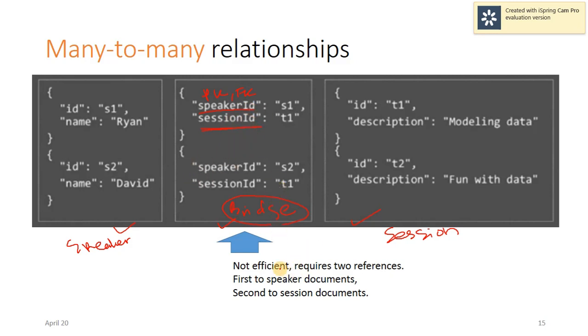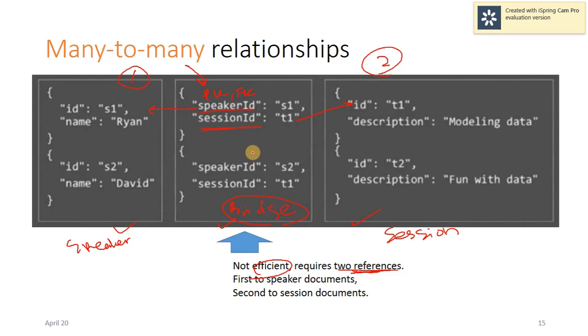However, this is not quite efficient because it requires 2 references. So for example, if we go directly to the bridge to read the speaker ID and the session ID, you need to go to this document first, and then you need to go to this second document.